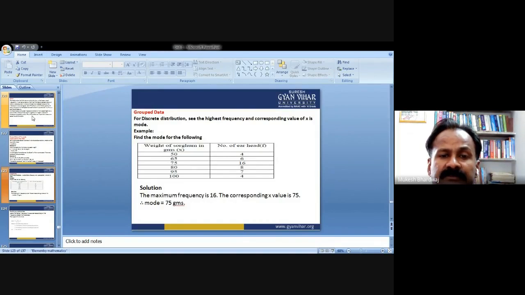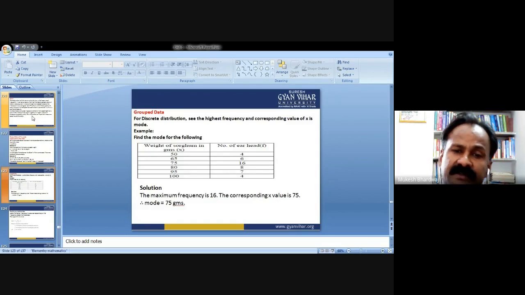Weight of the sorghum ear in grams: 50, 65, 75, 88, 95, 104. Number of ears: 4, 6, 16, 8, 7. So 75 is repeating 16 times, which is a very high frequency compared to the other weights. So the maximum frequency is 16. The corresponding x value is 75. Therefore, the mode is equal to 75 grams.